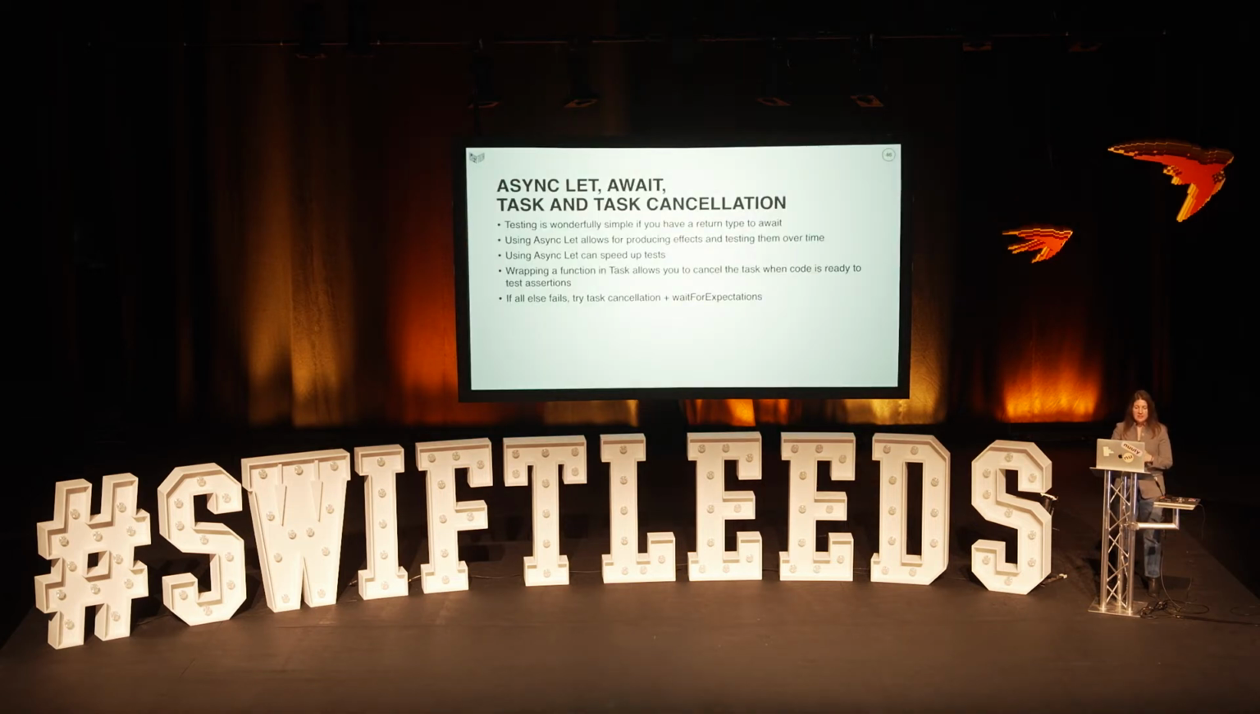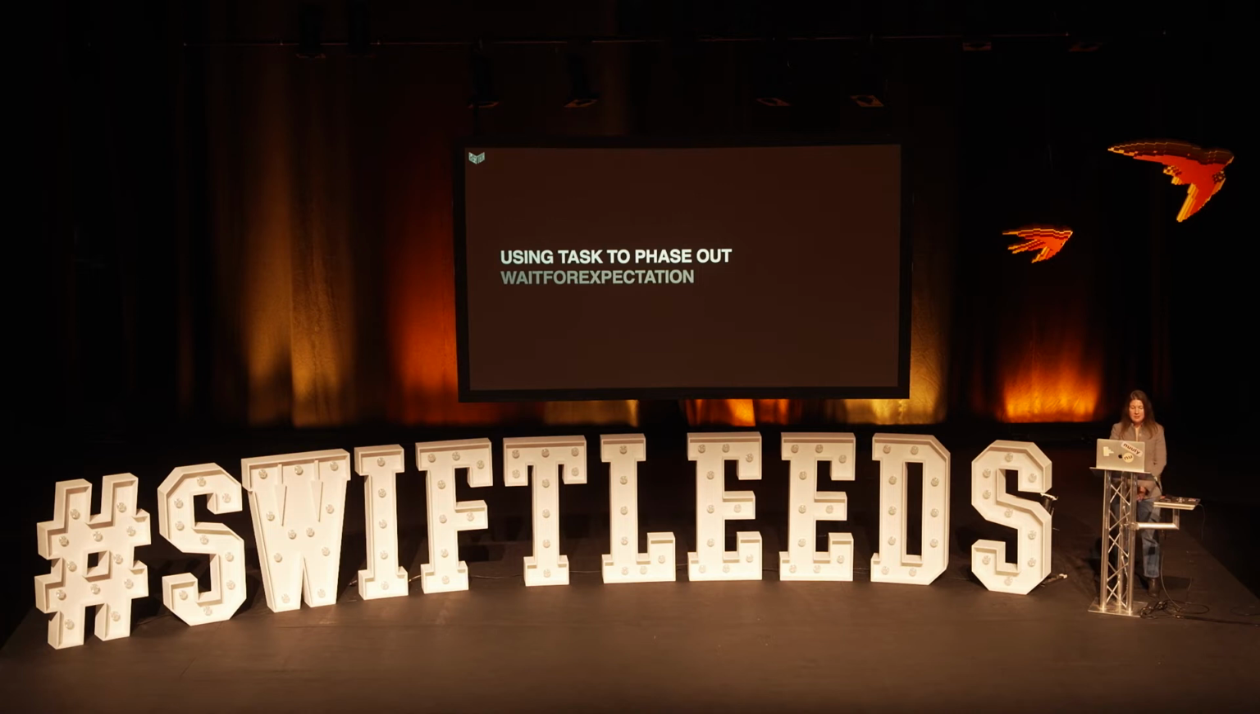To review, testing is wonderfully simple if you have a return type to await. Using async let allows for producing effects and testing them over time. It can also speed up your tests. And wrapping a function in tasks allows you to cancel the task when the code is ready for test assertions. And if all else fails, you could try task cancellation plus wait for expectations. That might work. But let's look at how we can use task to phase out wait for expectation.